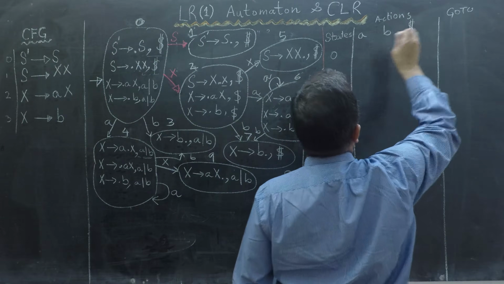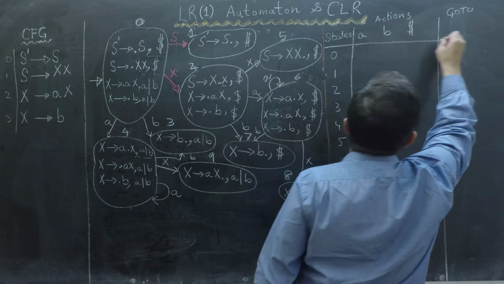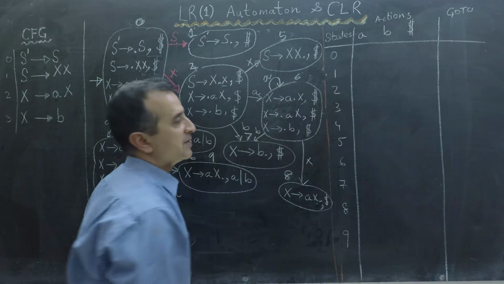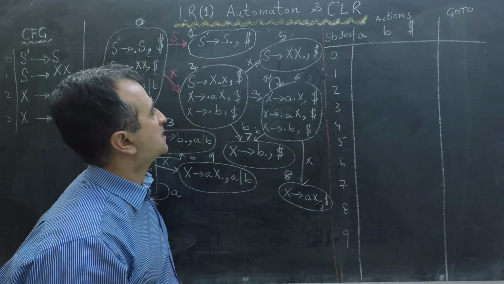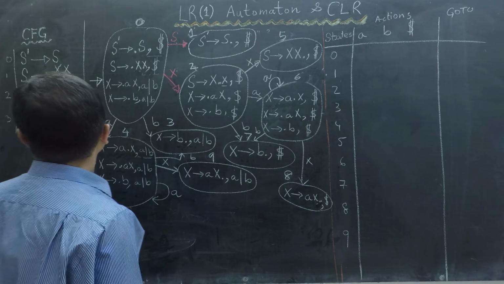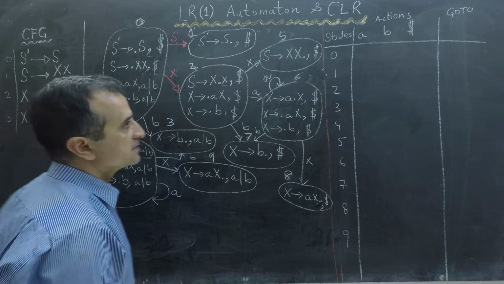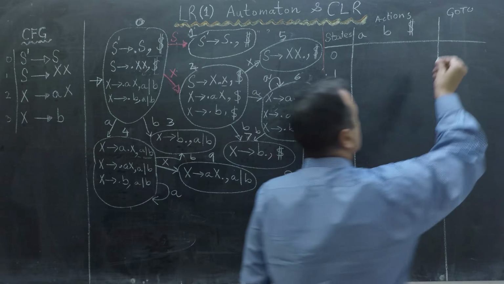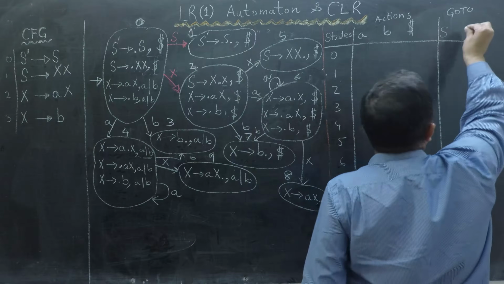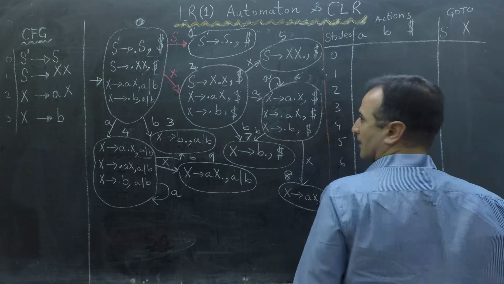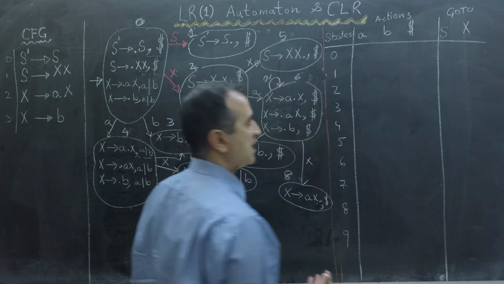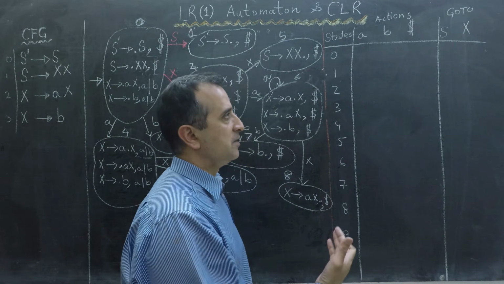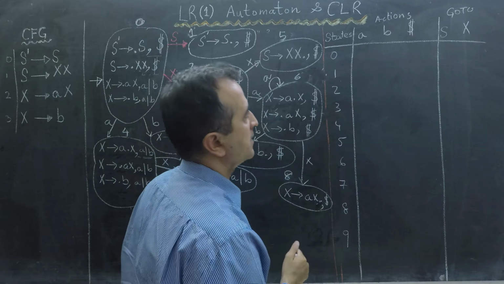In the action part, and in the Goto part I will mention all the non-terminals. So my non-terminals are S and X. So I will write here S and X. I will not write S bar, which is a special non-terminal which I introduced while augmenting my grammar. I will not write S bar here.